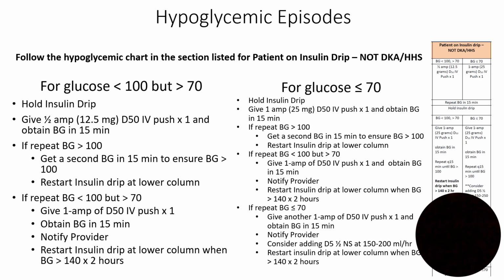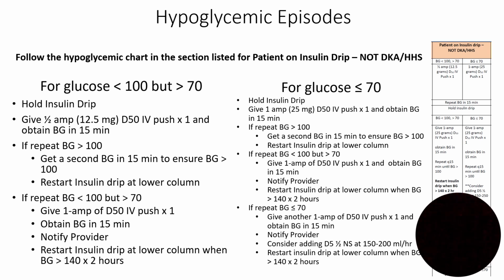For glucose that is less than or equal to 70, hold insulin drip, give 1 amp of D50 IV push times 1 and obtain the blood glucose in 15 minutes. If repeated blood glucose is greater than 100, get a second blood glucose in 15 minutes to ensure blood glucose greater than 100. Restart insulin drip at a lower column.